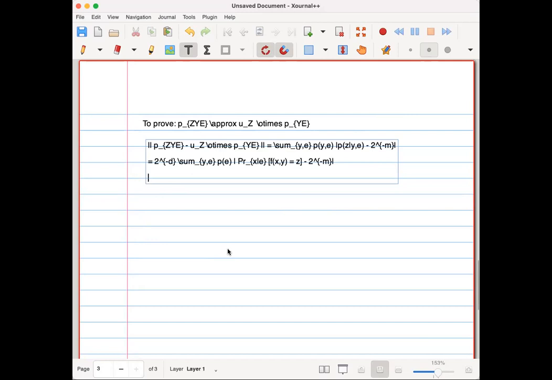Sorry, I missed this step. So P(Z given Y), how is that the same as this expression? So P(Z given Y) is the same. Probability of Z given Y.